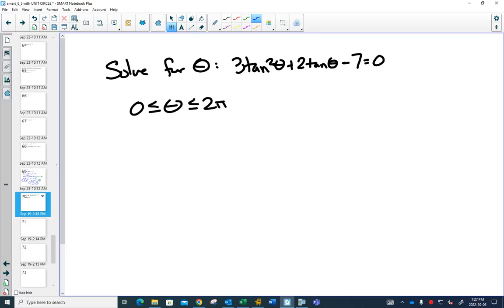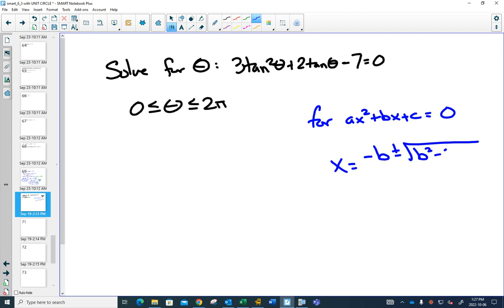On your formula sheet, you have this. For ax squared plus bx plus c equals 0, x is equal to negative b plus or minus the square root of b squared minus 4ac, over 2a. That is your quadratic formula, and it's on your formula sheet. It only works if you have something squared plus something x plus c equals 0, which we have. And notice that whatever is squared goes there. That's important. In grade 11, it was always x squared.